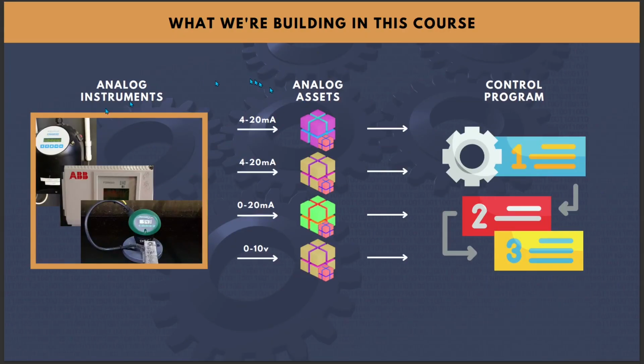So for example, we have our analog instruments here, and we're looking at our analog assets. We'll have 4 to 20 milliamps going into different asset types, but we also want to build in capability for things such as 0 to 20 milliamps and 0 to 10 volts. And we'll have a look at exploring how we achieve that flexibility while still having a rigid analog asset structure.